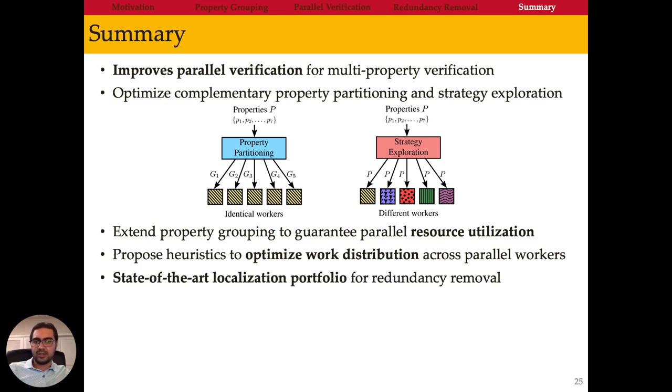We demonstrate the scalability of our proposed techniques by using them in a state-of-the-art localization portfolio for redundancy removal that achieves significant end-to-end speedups compared to existing techniques for localization and redundancy removal.